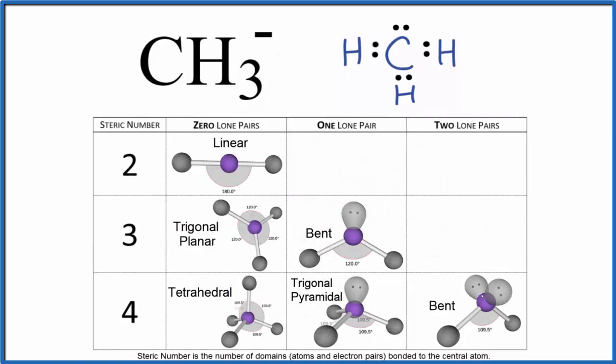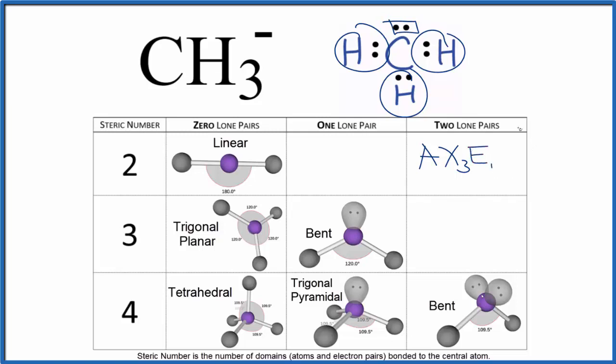We could also use the AXE notation to figure out the molecular geometry here for CH3 minus. A is the central atom, that's the carbon. X, that's the number of atoms bonded. We have these 3 hydrogen atoms here bonded. And then E, that's the number of lone pairs. We just have 1, so we write E. Sometimes people write 1, you don't really have to. If you look up AX3E, you're going to find out it's trigonal pyramidal, just like we found before.